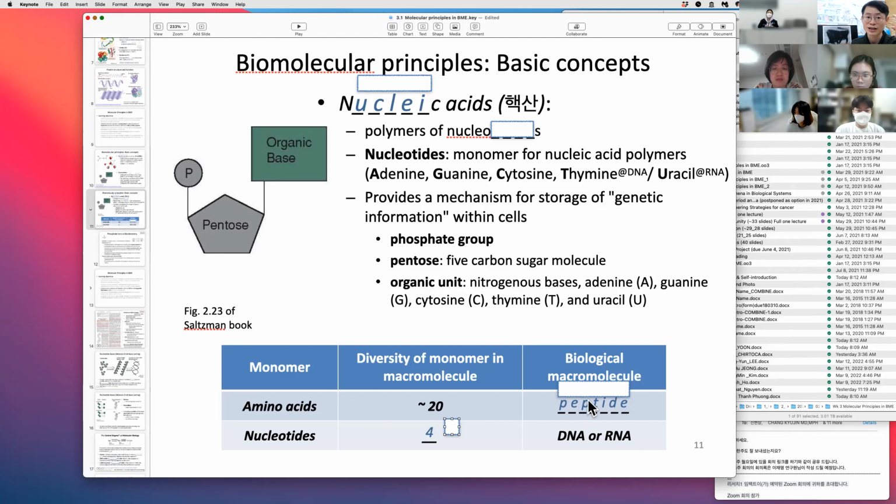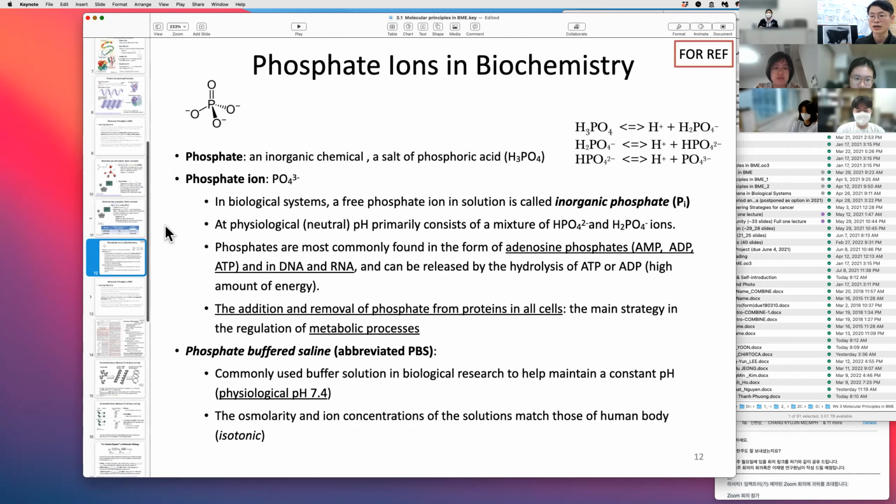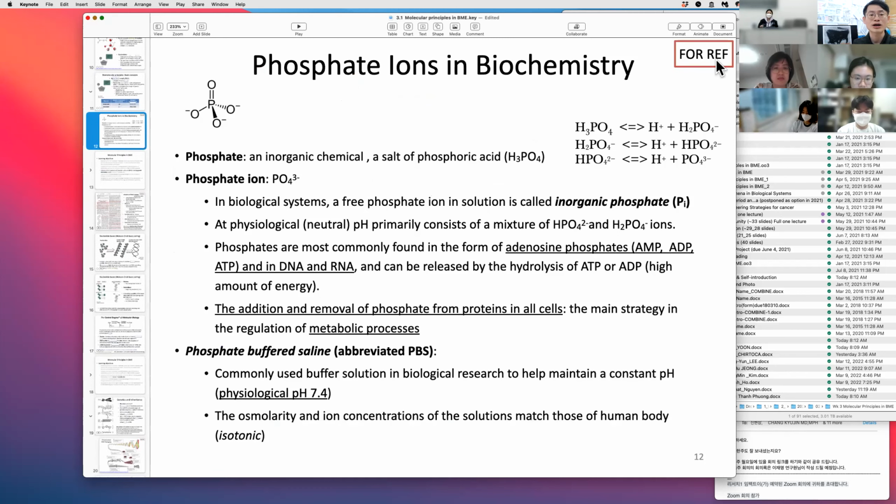But sometimes we can get a little confused: what about protein? Protein is a polypeptide chain, and this peptide is composed of amino acids, and that's 20 kinds. So you can see a huge number of proteins can be made. Hopefully that makes sense. And this one is for reference: for undergraduate students this would be a little bit of detail, but for graduate students like you, you should know about it.